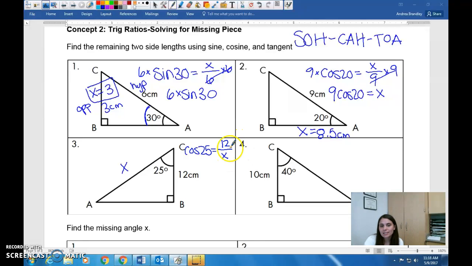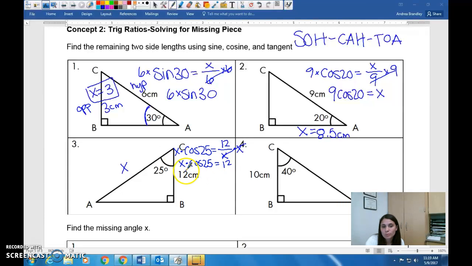But if you notice, the difference between number 3 and numbers 1 and 2 is that my x is in the denominator. So it's a little bit more tricky. I'm still going to multiply by the denominator, which means I'm multiplying by x. So my x's over here cancel, and I have x times the cosine of 25 equals 12. However, I'm not done at that step. My x is still not by itself. I've got to get rid of this cosine of 25.